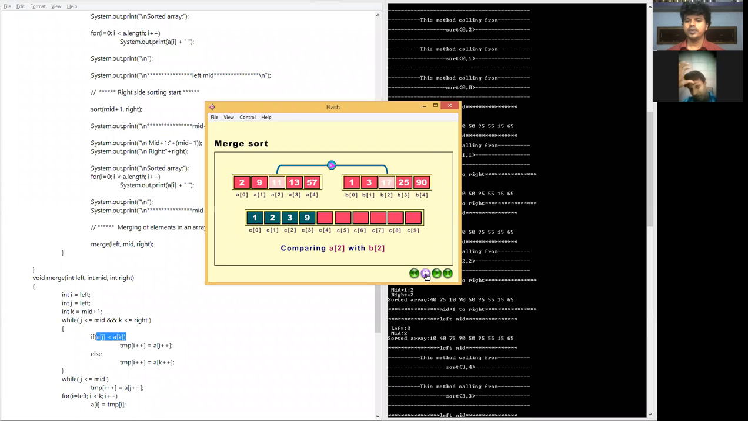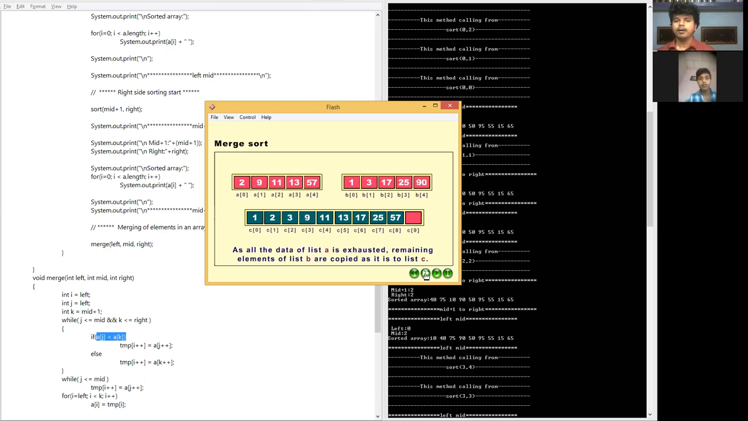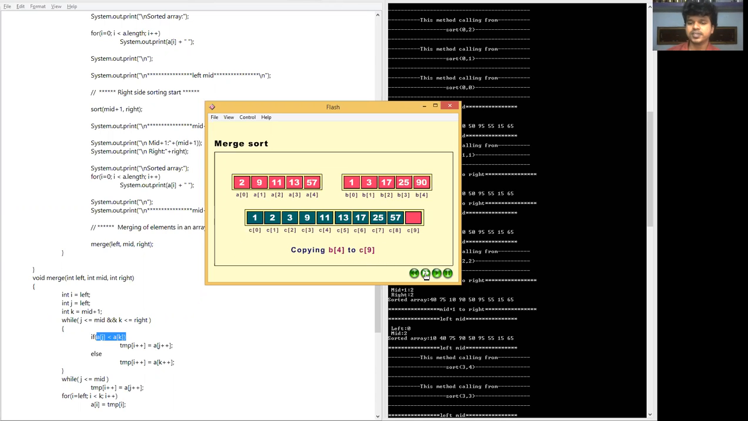So, in this way, all elements are going to be compared, and the least element is going to be placed in the final array. This is the algorithm for applying the merge sort algorithm for representing elements in ascending order. So, this is the final array.